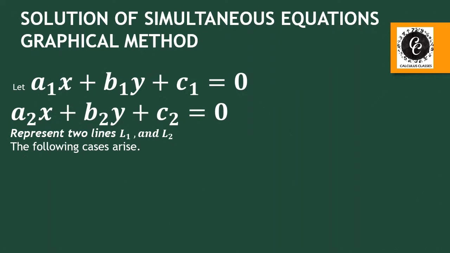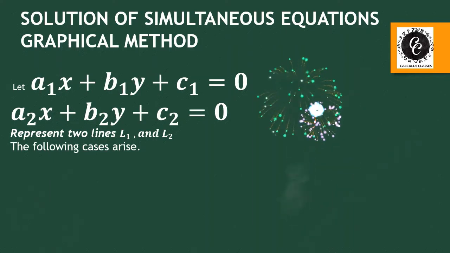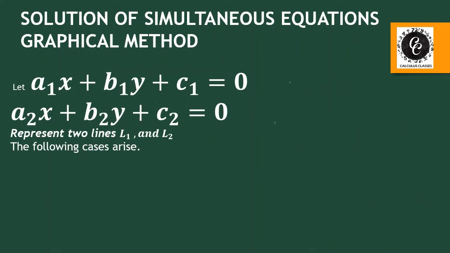Dear students, as I explained earlier, in this module we are going to learn the solution of simultaneous equations by the graphical method. So in this module, we'll especially emphasize the graphical method. As we know, simultaneous equations are written in the form a1x plus b1y plus c1 equals 0, a2x plus b2y plus c2 equals 0.